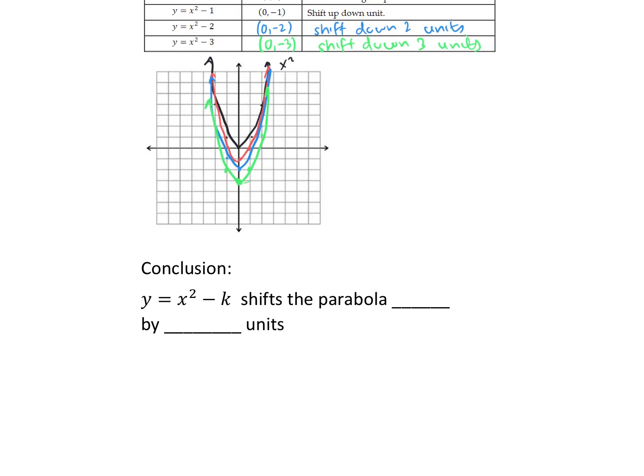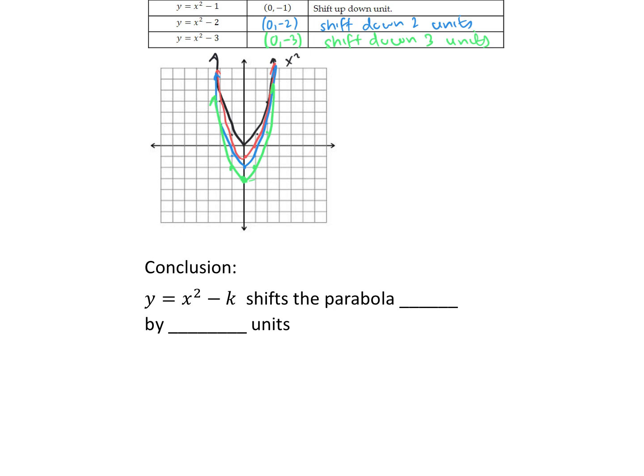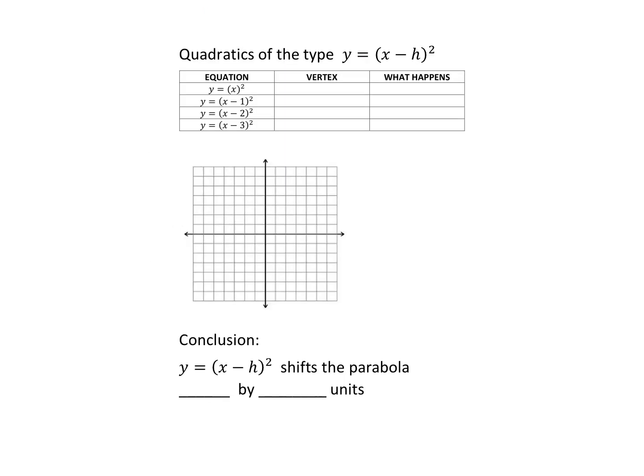So we can conclude that if we have x squared and we subtract k, it's going to shift the parabola down, this time because it's negative, by k units, whatever that value of k is. Whatever that number is, that's how many units it's going to shift down. Every single point is going to shift vertically down.